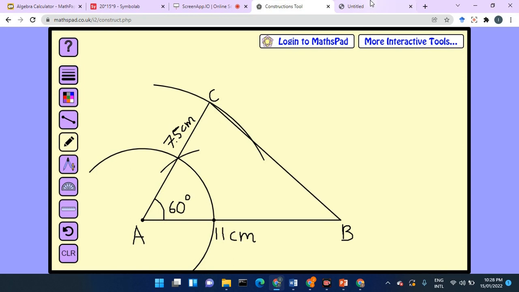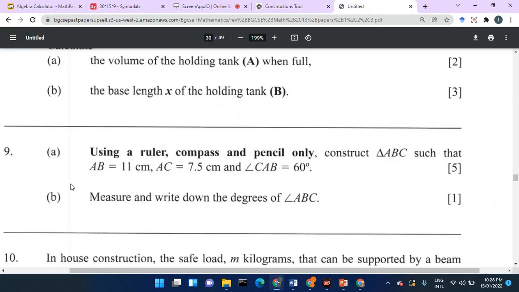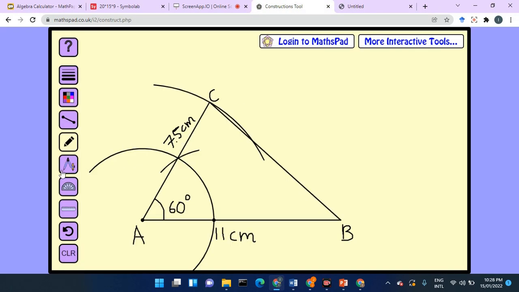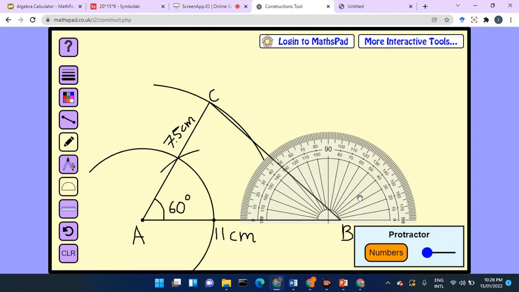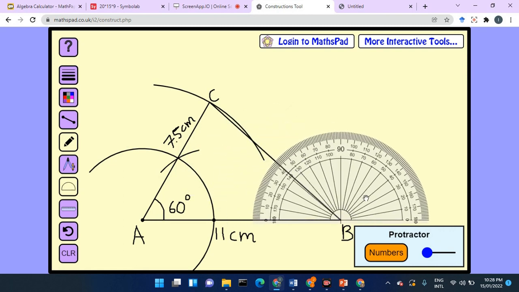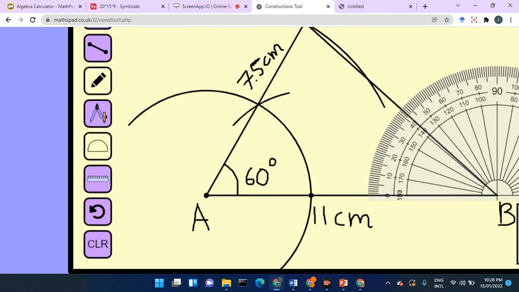Now the question is for B. B says measure and write down the degrees of angle ABC. So here you're going to look at the letter in the middle. What they are really asking us is, what is the size of angle B in the middle? So we're going to get a protractor and measure out the size of angle B. Let's do that.